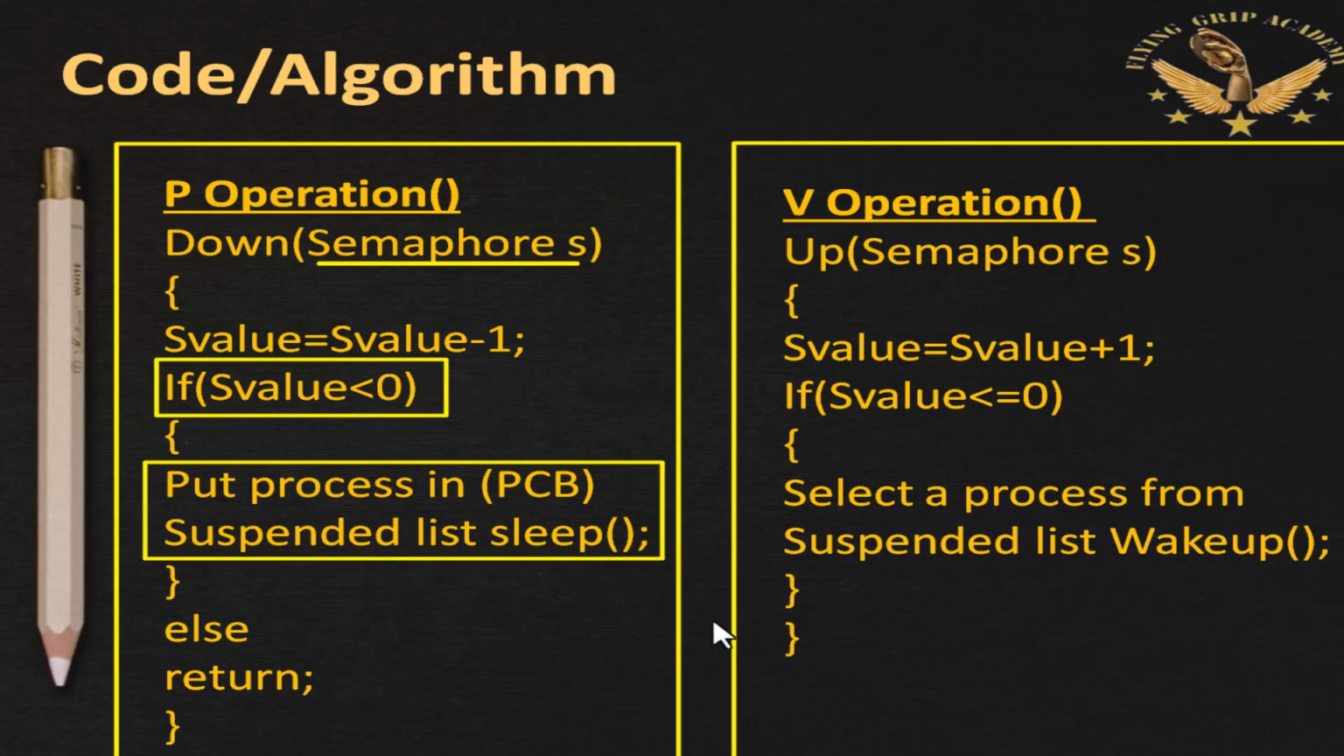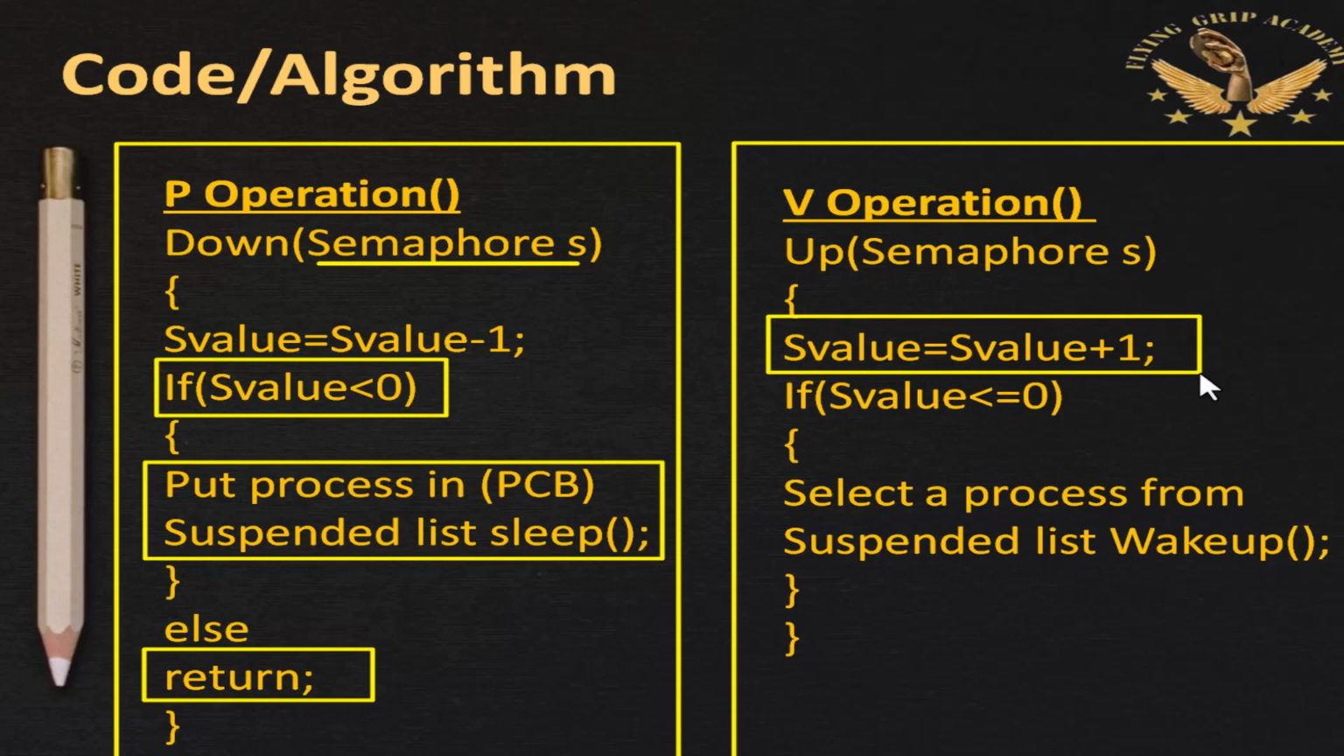Otherwise it is going to return the semaphore. Next, the V operation. In the V operation, it is going to increment the semaphore by a value of 1, whereas in the P operation, we are going to decrement the value of the semaphore by 1.